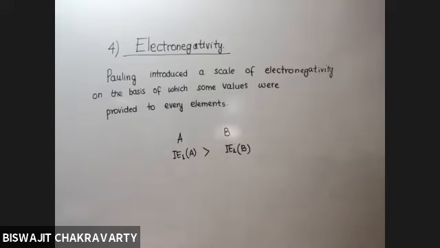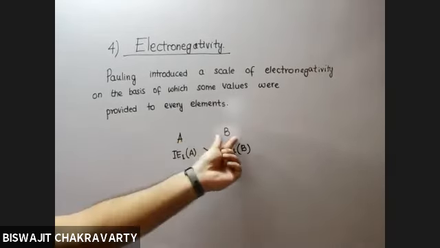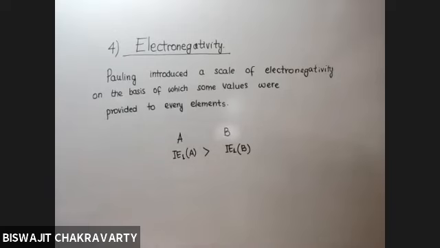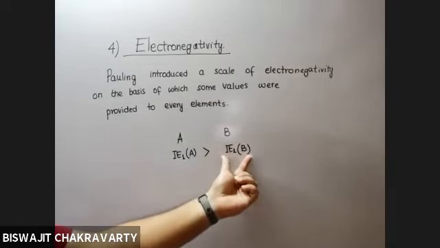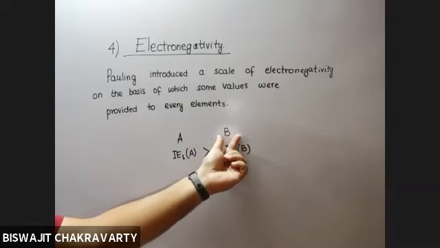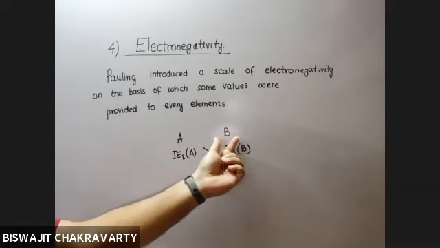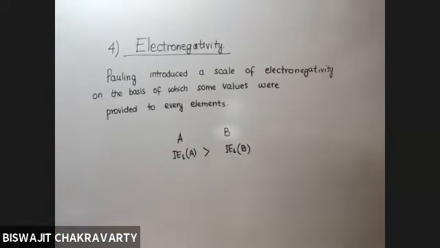Is it not the energy required to remove the electron from the outermost shell of an isolated gaseous atom? Now tell me, out of these two, removal of electron is easier in which one? IE1 is less. It means that you require lesser amount of energy to remove the electron from this as compared to this, isn't it? Now tell me, who has higher tendency of gaining electron?